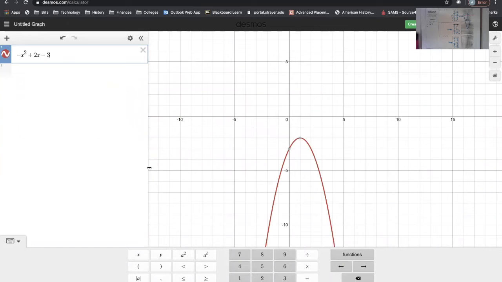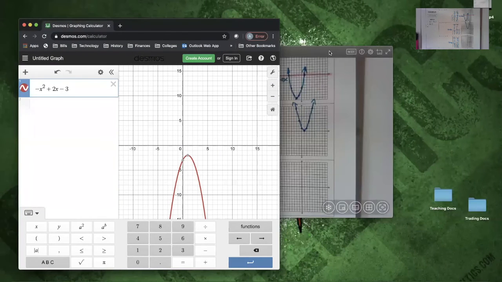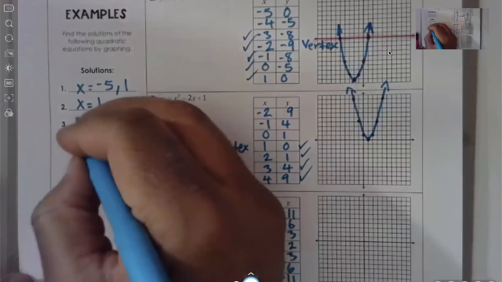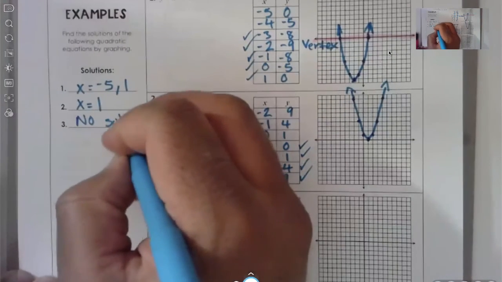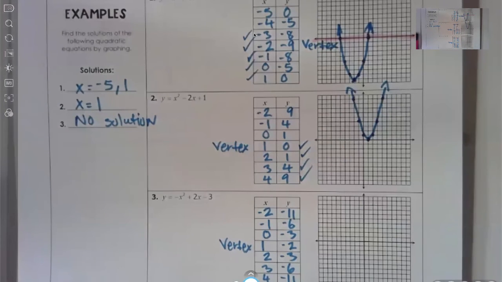All right, so we have our parabola here. And you'll notice this parabola does not cross the x-axis at all. So what would we say for an answer? Well, if it doesn't cross the x-axis, then we would just say no solution. Do I still have to graph it? You betcha. That's why I wrote the points down there for you guys.